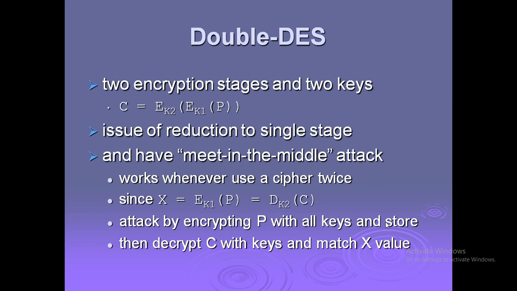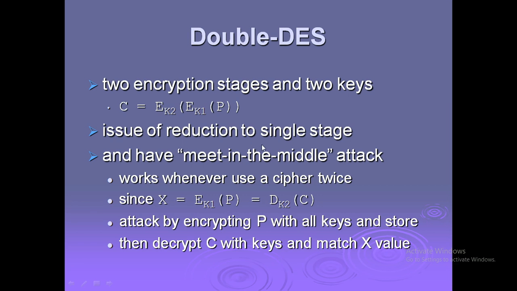Double DES. Two encryption stages and two keys are used. This is the formula: first the plaintext is encrypted by using key K1, and the result is encrypted by using key K2, and we get a ciphertext. The decryption process is the reverse.